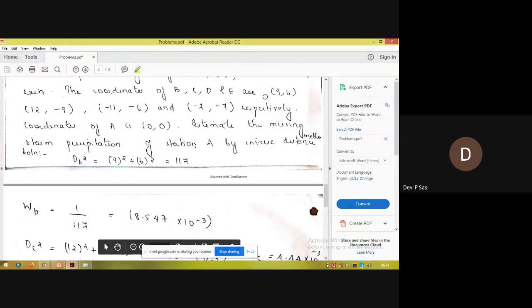So what will be db square? The coordinates of B are 9 and 6. So for B, x equal to 9 and y is equal to 6. Then what will be db square? Xi square plus yi square. So that is 9 square plus 6 square, that is 117. Okay.